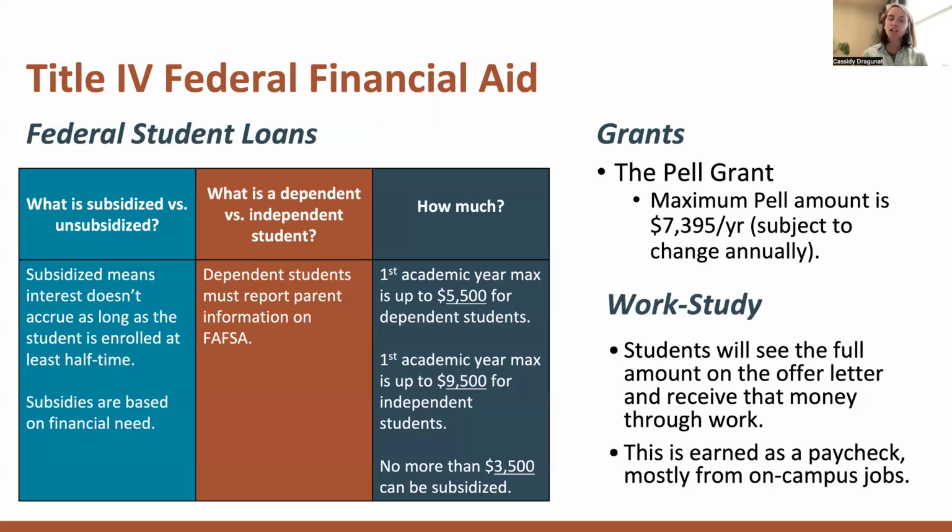The final option of federal student aid that I think is often forgotten in the FAFSA process is access to work study opportunities. Students who complete the FAFSA can qualify to be a work study student on campus. So if a student sees this, they'll see the full offer of money that they're able to receive as a maximum on their offer letter. They'll work with their college or university to apply for a job on campus, and then they'll be able to earn that money through a paycheck as they work on campus jobs.